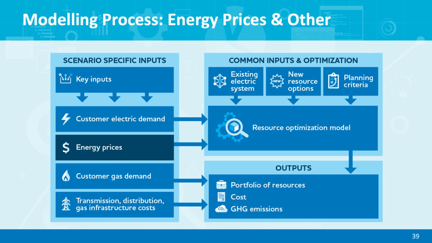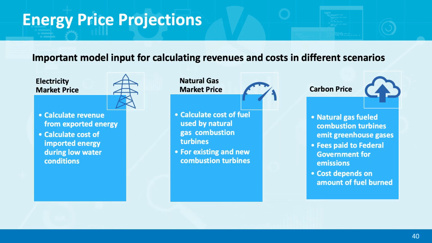We are now going to discuss how energy prices and other forecasts are included in the modeling process. We've already talked about the role of interconnections to import and export electricity, as well as the role of natural gas generation to help meet peak demand. However, in order to simulate these components, it is necessary to incorporate various energy price projections to calculate their associated costs and revenues. As a result, Manitoba Hydro has acquired price projections for wholesale electricity from multiple independent price forecasters. These price projections are used to simulate the revenues for exports and the cost of imports.